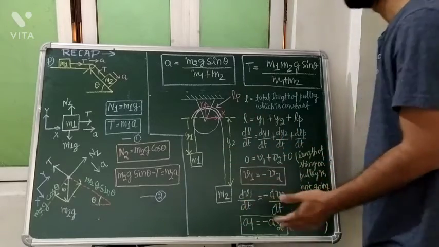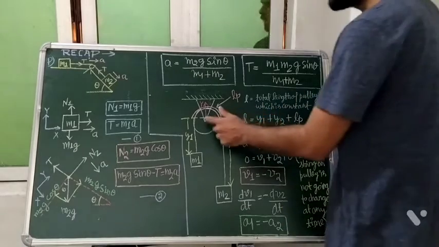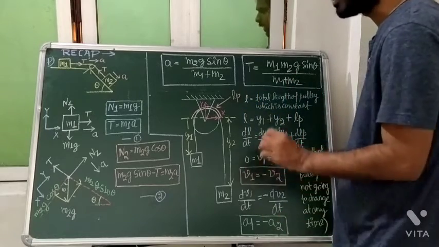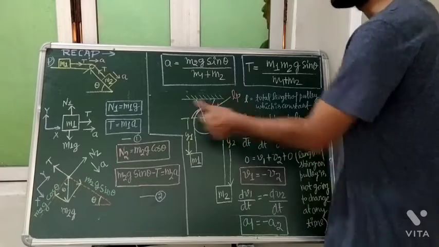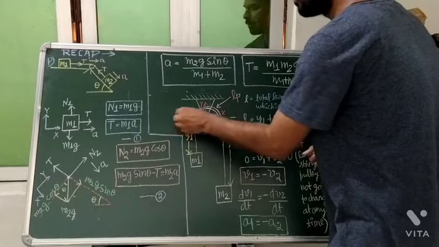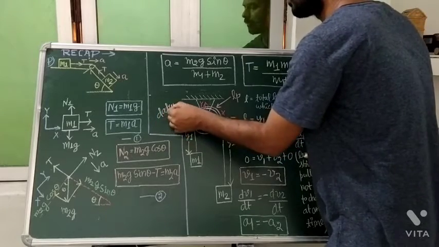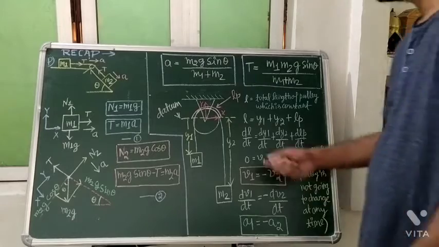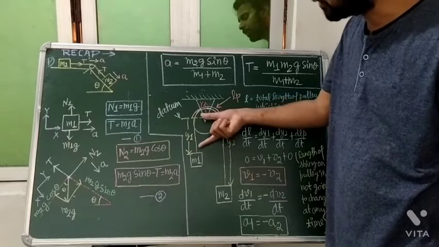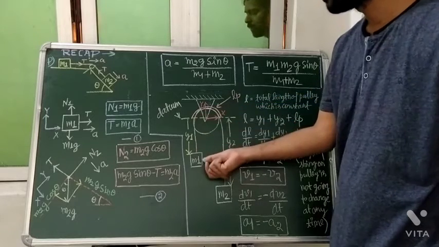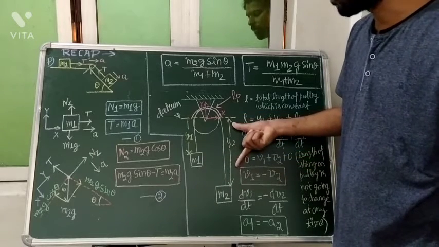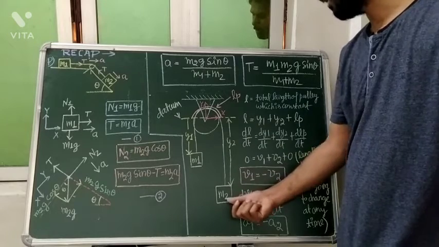So for that, what will we do, student? From a fixed point, a point which will not move, from that point we can make a datum. So it is our datum here, and from that datum the present length of the string here is y1, from which mass m1 is hanging, and this distance is y2, from which mass m2 is hanging.